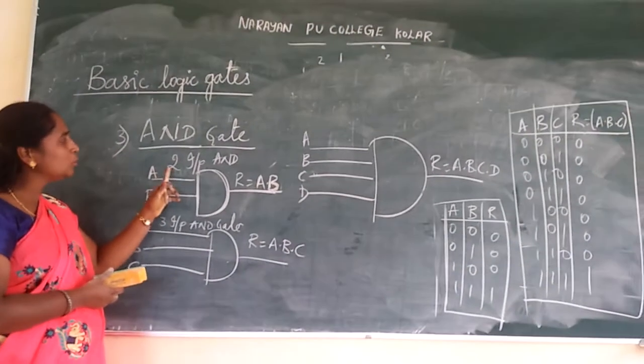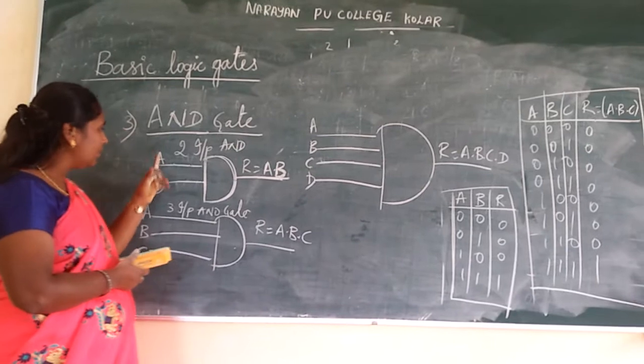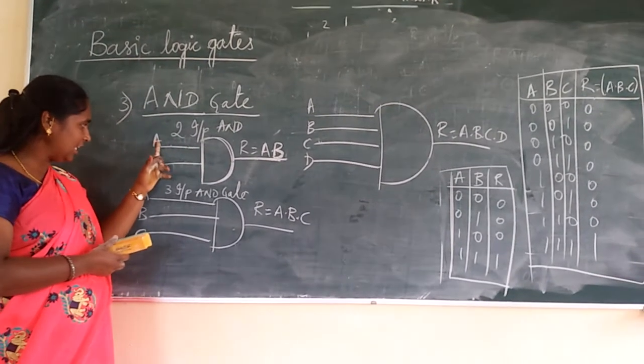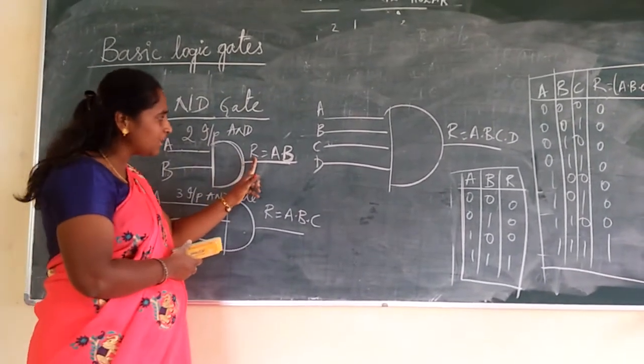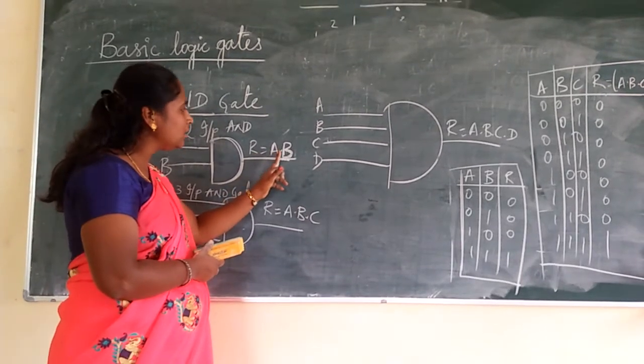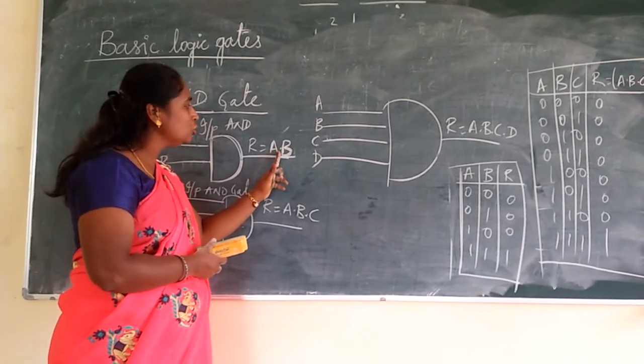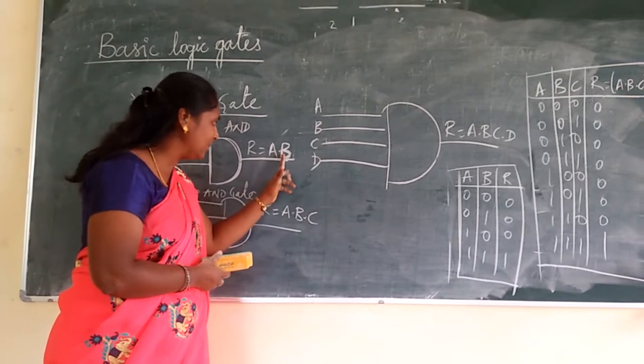And this is for 3 input AND gate. So this is your 2 input AND gate. You are going to take the 2 input signals A and B. R is nothing but your result, that is nothing but A into B, that is nothing but A dot B, is nothing but logical multiplication.